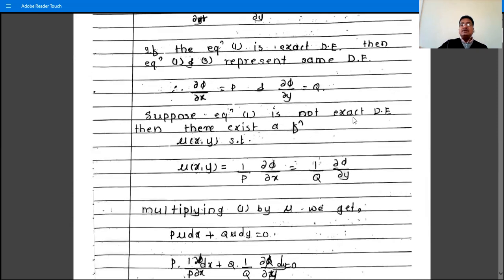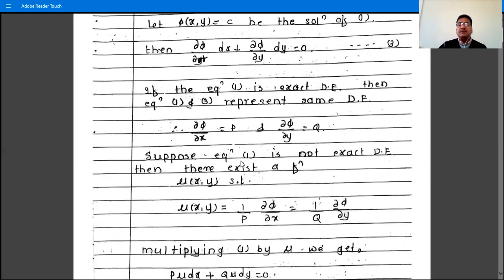Suppose equation 1 is not an exact differential equation. Then there exists a function mu(x,y) such that mu(x,y) is equal to 1 by P del phi by del x and is equal to 1 by Q del phi by del y. That is, suppose equation 1 is not exact, then there exists a function mu(x,y) such that mu is equal to 1 by P del phi by del x and 1 by Q del phi by del y.